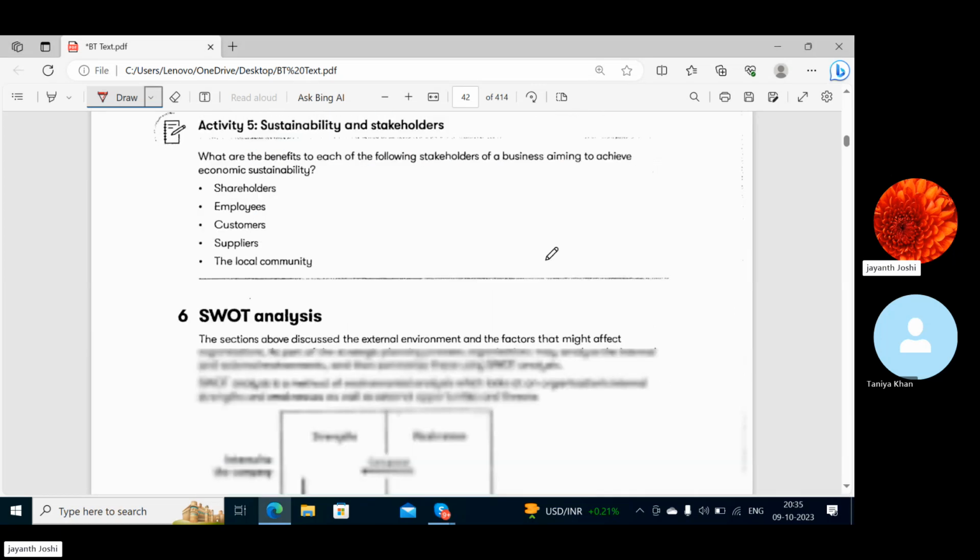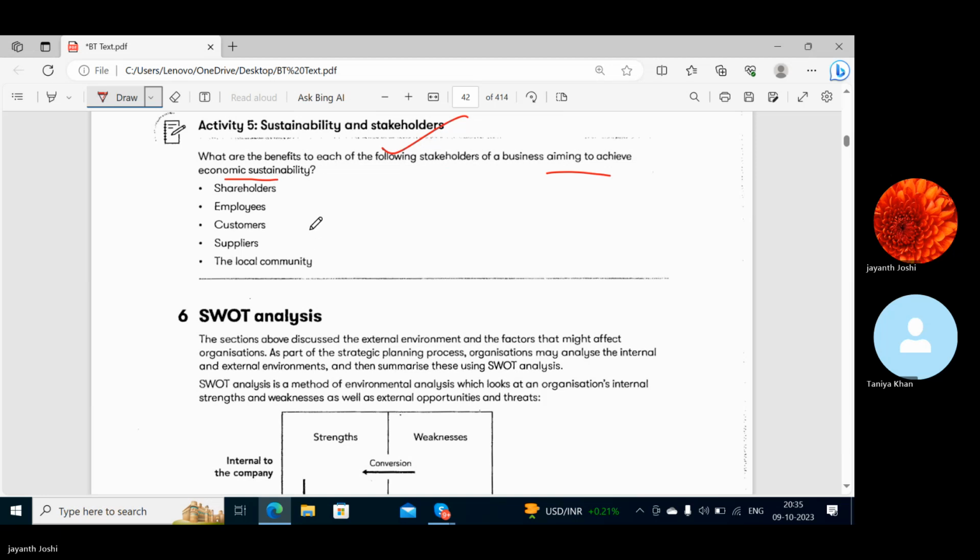Next activity, can you do this activity, Alia? What are the benefits to each of the following stakeholders of a business aiming to achieve economic sustainability? Can you answer this? Hello?